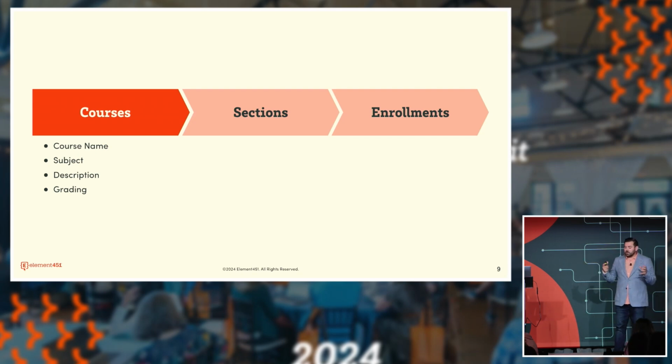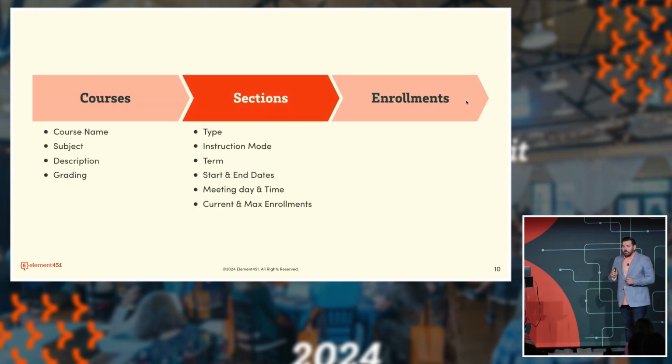So course name, subject, descriptions, grading: these are the different properties that we want to model that course around. And then the next thing is, for each one of these courses, there are sections available. That's a particular point in time, with things like type, instruction mode, term, start and end date, and meeting. So that's an instance of that particular section. Then meeting, day and time, current and max enrollment. So think about sections as classes that are scheduled at a particular point in time. They belong to a course.